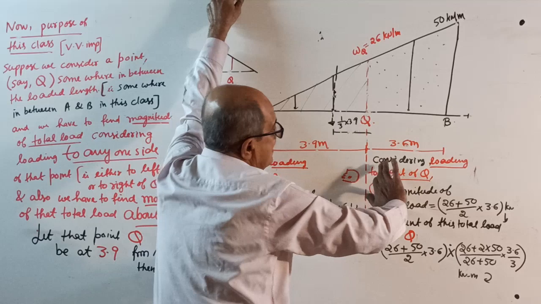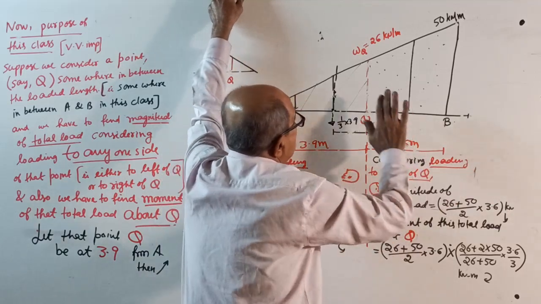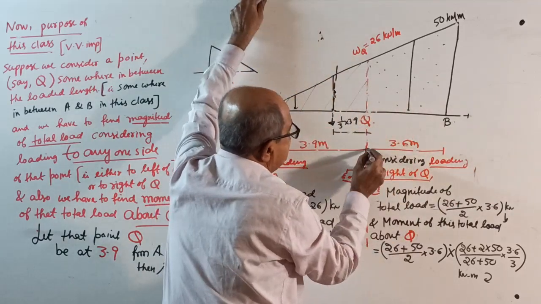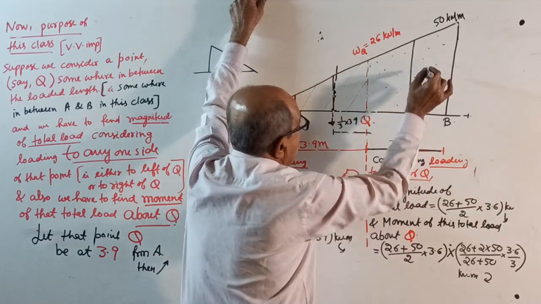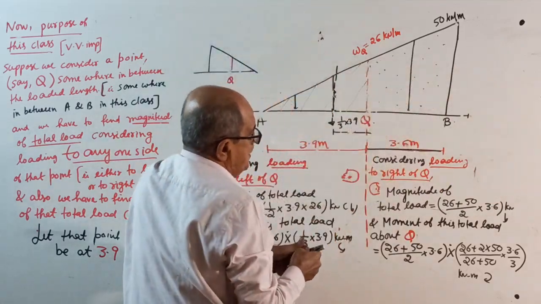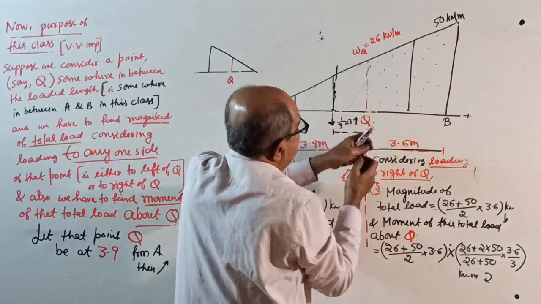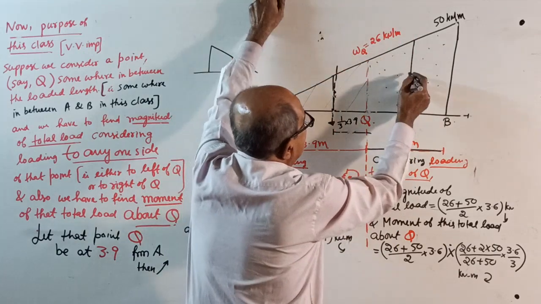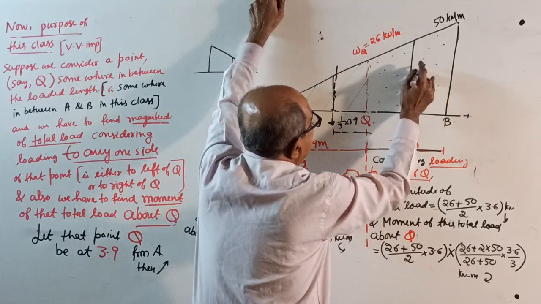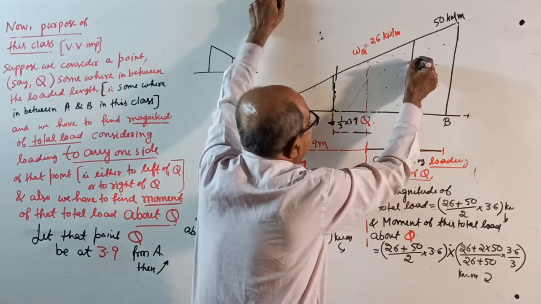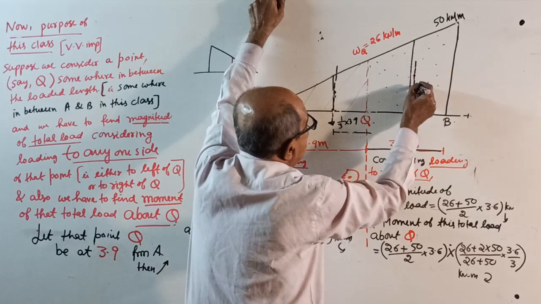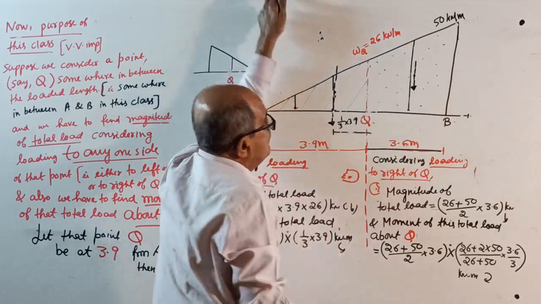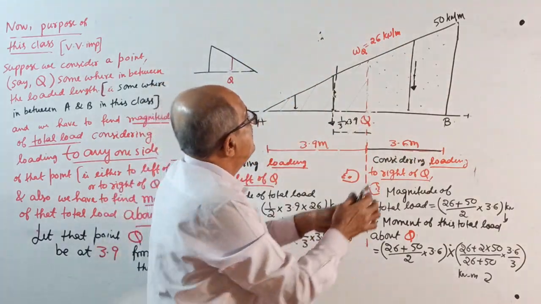Okay, now, considering loading to the right of Q. Now, the loaded length is only 3.6 meters. See this load. The magnitude of the total load, it will be a trapezium, the center is here, slightly on this side. We don't know how much on this side. This is the magnitude of the total load. The total load is given by the area of the trapezium.